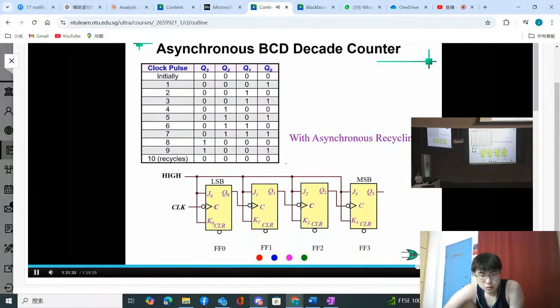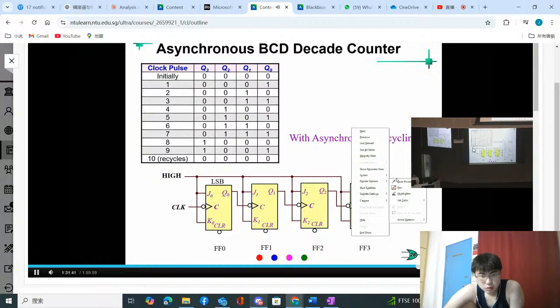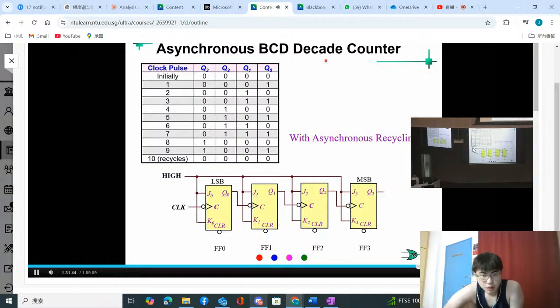This design is called an asynchronous BCD decade counter. The decade counter means that it counts to 10 only, or count to 9, sorry. Decade means decimal. So you have 10 states, modulo 10. But you will count from 0000 to 1001, which is 9. And let us look at how to use an asynchronous design.